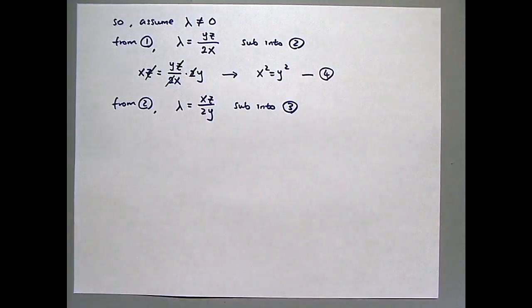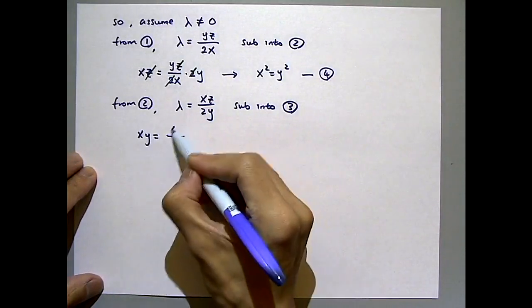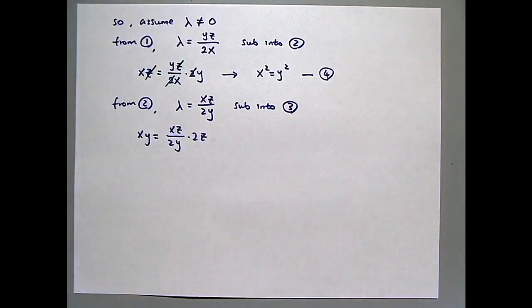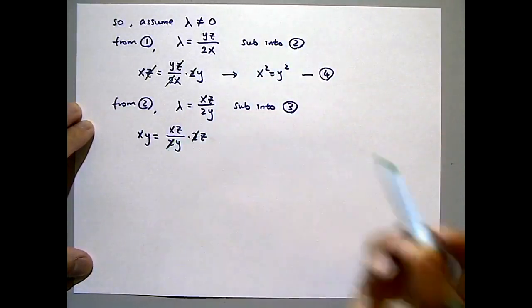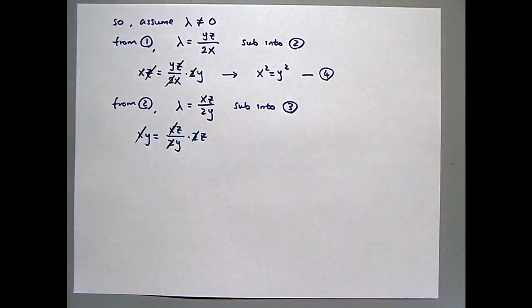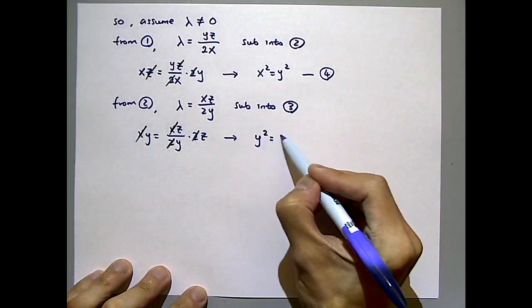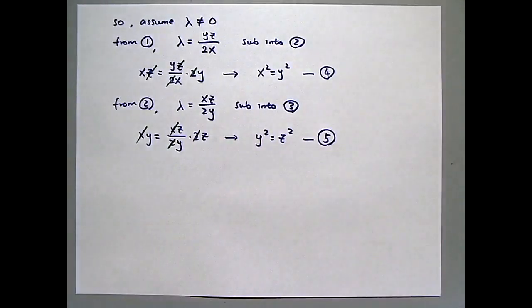Equation 3 says xy is lambda 2z. So that says xy is equal to lambda 2z. And a very similar thing happens here. The 2's go away, the x's go away, and then when I multiply y over and then multiply the z's together, I get this new equation, which I'll call equation 5, and again, leaving that alone just for now.